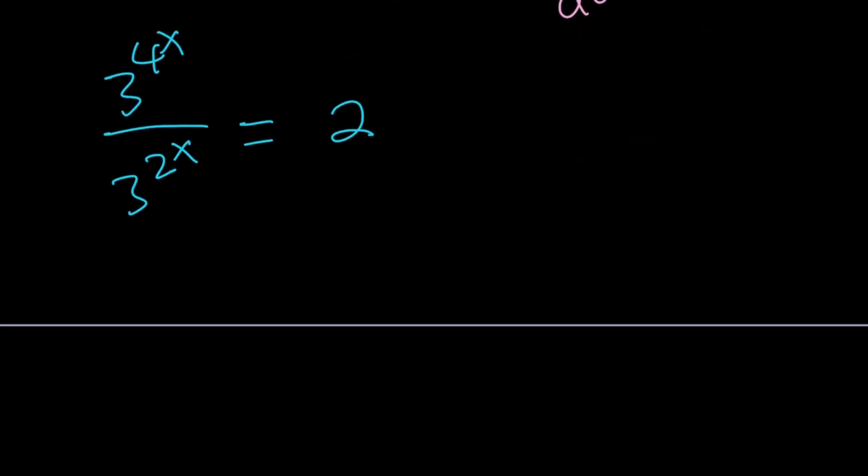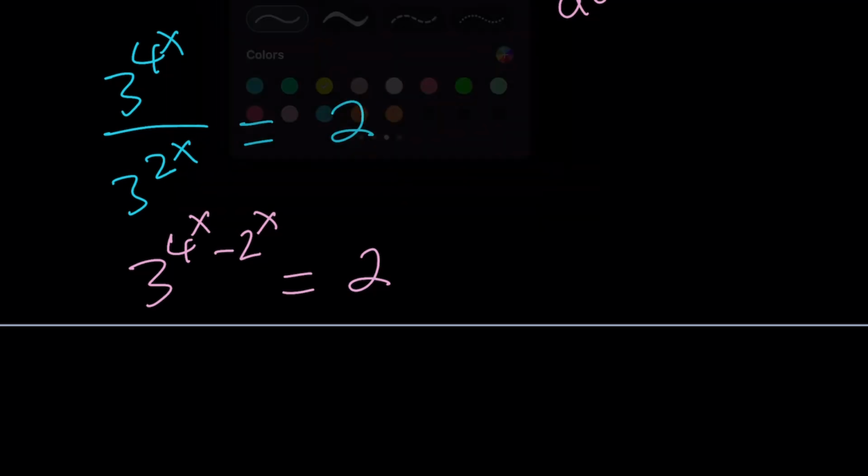Make sense? Easy, right? So from here we get 3 to the power 4 to the x minus 2 to the x, because those are the exponents, equals 2. And again, we have a different base on the right-hand side, but don't worry about it, because we can use logarithms at this point. Because what we end up with here is a single variable exponent, which we can bring down by using logs. Make sense? Okay, cool. The rest should be fairly easy.